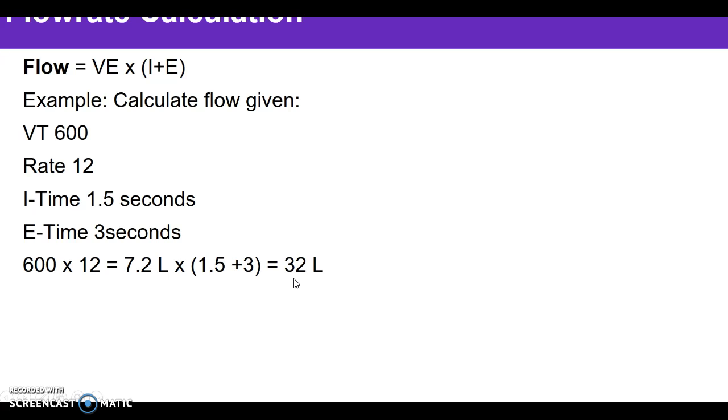per minute. So if you wanted to set an I time and E time of 3 seconds, and you wanted to know how much flow the ventilator was delivering as inspiratory flow to your patient, this is the formula you would use to do that.